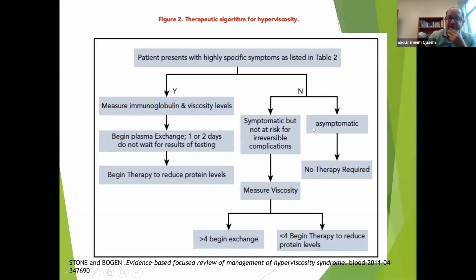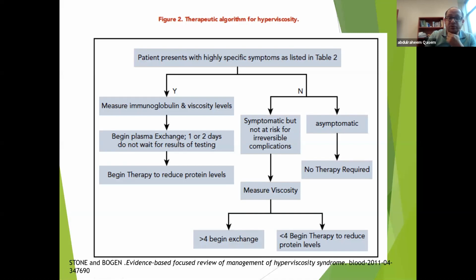If the patient does not have any symptoms, or if they do have some symptoms but not at risk, very mild symptoms, very non-specific symptoms, then you measure the serum viscosity and do the workup that you need to figure out the underlying etiology as well. And then if the serum viscosity comes back high, then you may initiate a plasma exchange.